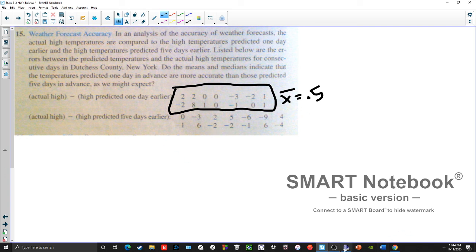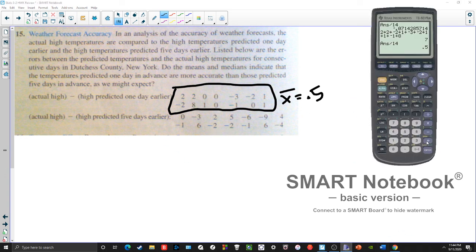For the other one here, if we add them up, I'm not going to write down the zeros. So plus negative 1, plus negative 3, plus 6, plus... Now here's what I'm going to do to speed this up. 2 and negative 2 cancel out, so I'm just not going to type those. Plus 5, plus negative 2, plus negative 6, plus negative 1, plus negative 9, plus another 6. And then 4 and negative 4 are going to cancel out, so I'm not going to bother writing those.